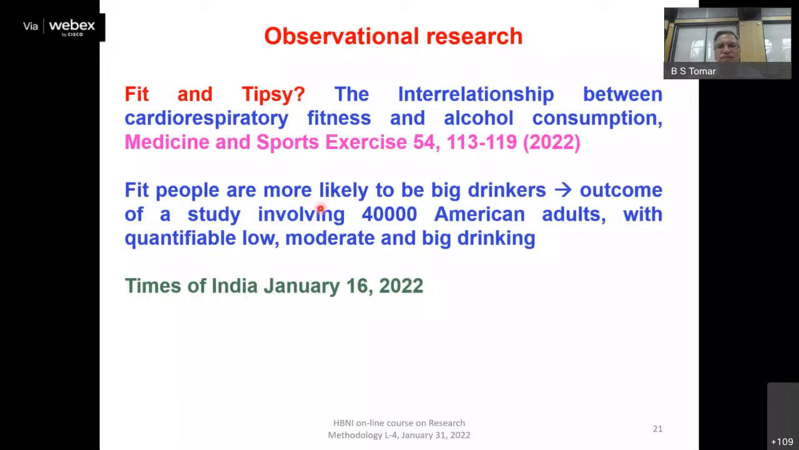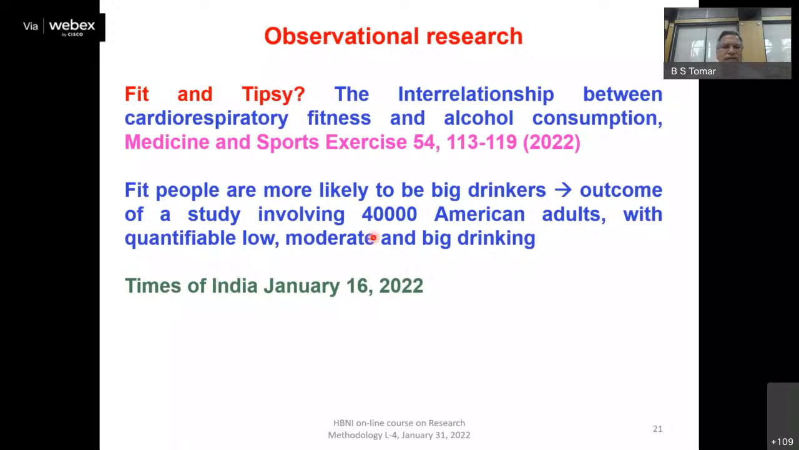So a lot of research was done by doctors in the USA. About 4,000 American adults were studied, both men and women, and they concluded that fit people are more likely to be big drinkers. This was the outcome of a study involving 4,000 American adults with quantifiable low, moderate, and big drinking. So it is such an exhaustive study.